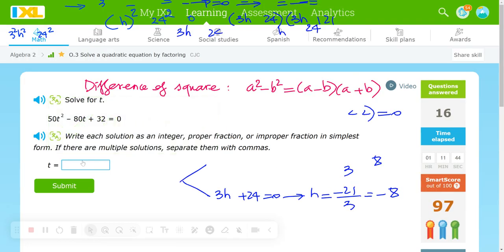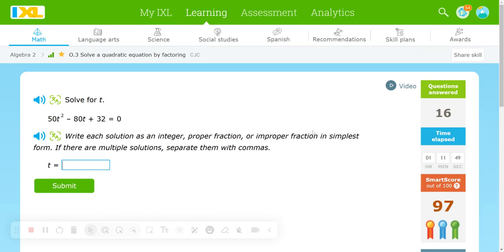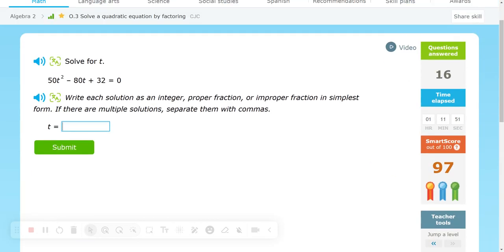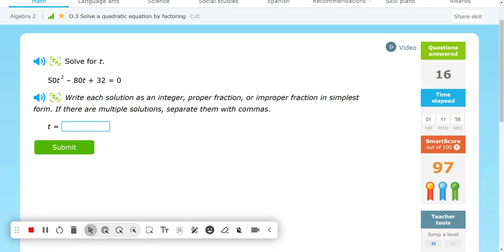Voila! Wonderful. Okay, we should do one more. One more, then we're done. Here we go. Similarly, same thing. You got 3 terms, so we have to use the diamond method. But take a look.